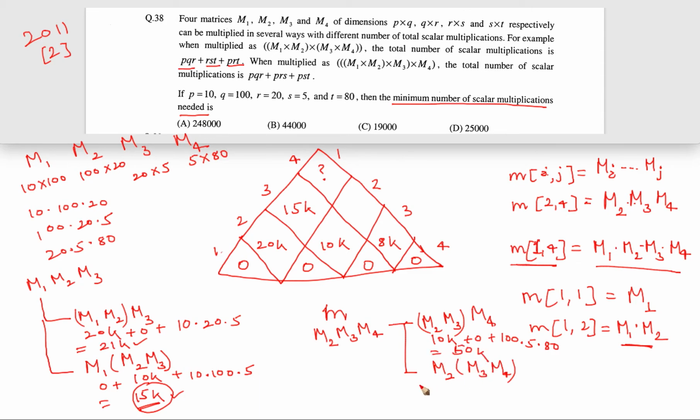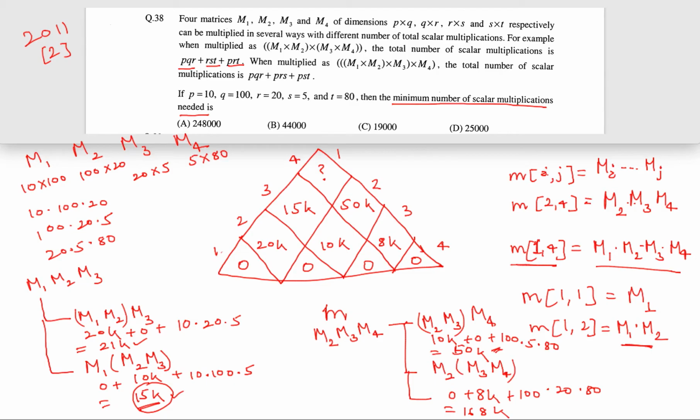Overall it is going to be 50,000, and this side it is going to be 0 plus 8k plus 100 cross 20 and then 20 cross 80, that's why 20 into 80. So it is going to be 168k, and we are going to choose the lower value, that's why M24 is going to be 50k. Now we are going to calculate the final answer, this one, M14.